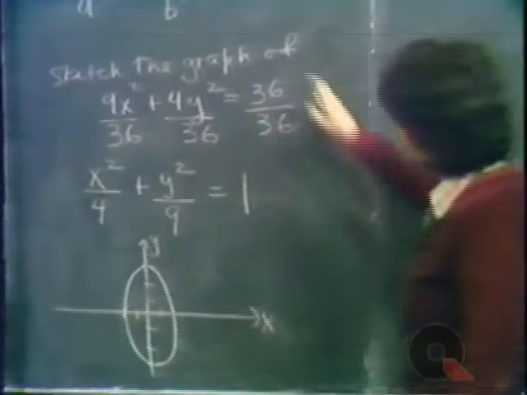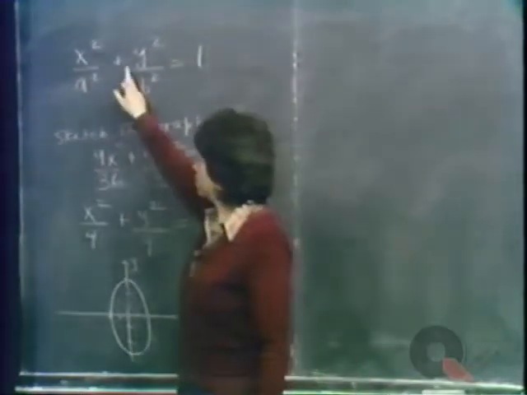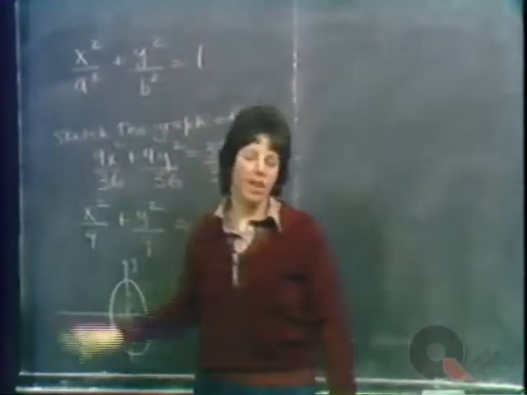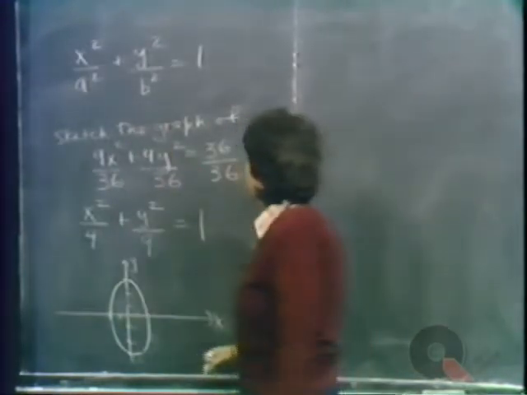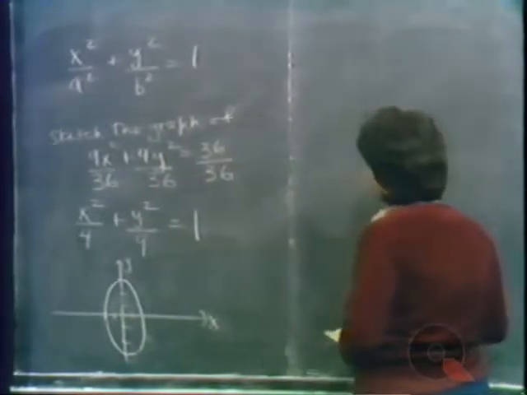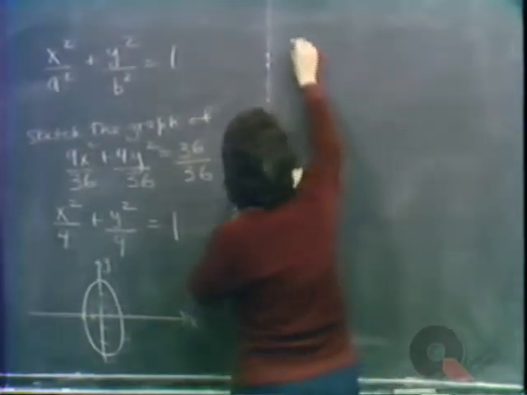Now I want to change this equation just slightly. What I'm going to do is change this plus sign to a minus sign, and it's going to completely change the curve that we get when we sketch the graph. The curve that we get in such a case is called a hyperbola. Let me give you the equation.